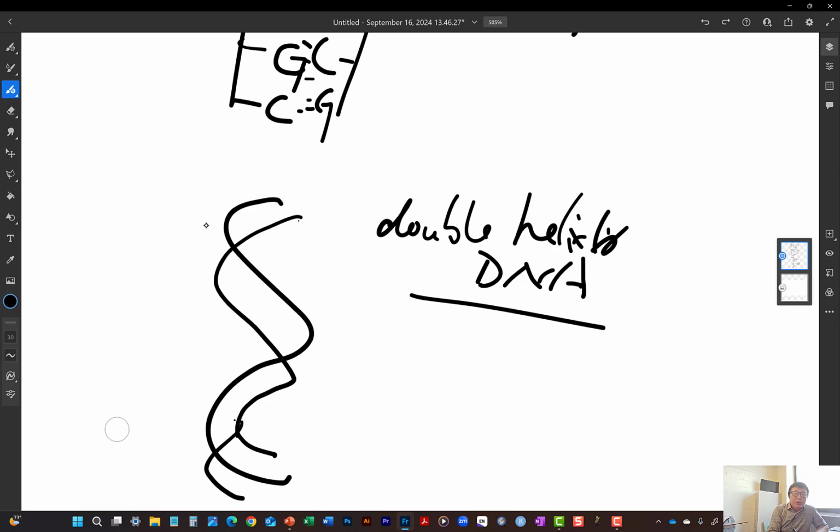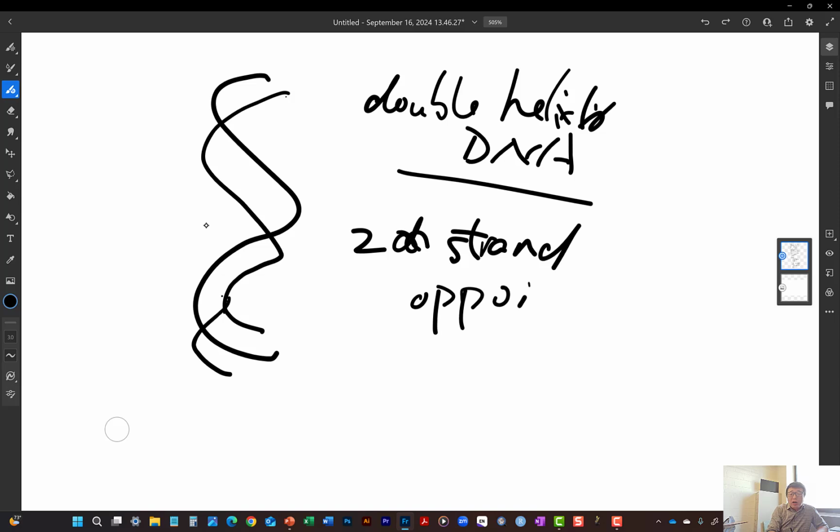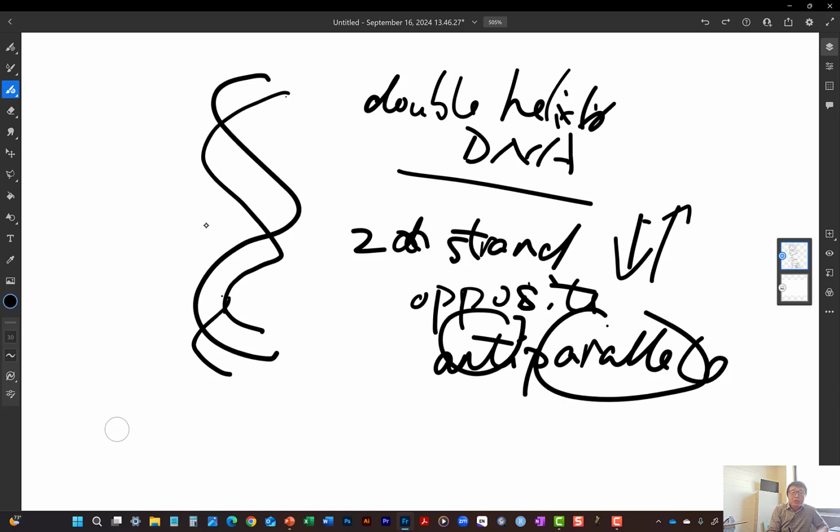A key thing about the double helix is that there are two strands, and these two strands have opposite directions, which is called anti-parallel. Anti-parallel means, first, the two DNA strands have opposite directions, and also the distance between these two strands is constantly the same along the whole DNA. Anti means opposite direction, parallel means the distance is the same.